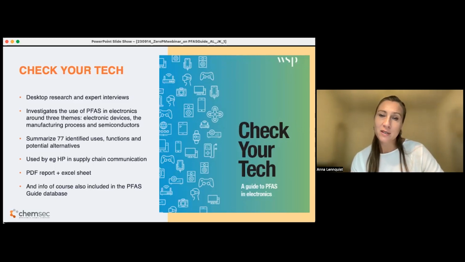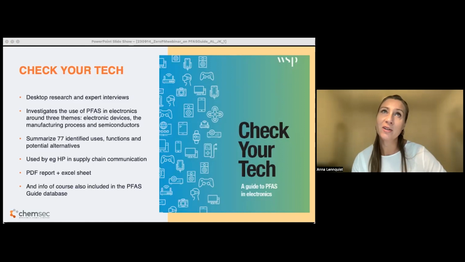The report consists of a PDF, but there is also an Excel sheet listing the uses, and that was what HP were particularly keen on using, as it would facilitate their work. The information behind the guide comes from desktop research by the experts at WSP, but they also performed interviews with many representatives from the electronics industry. So there is a mix of that.